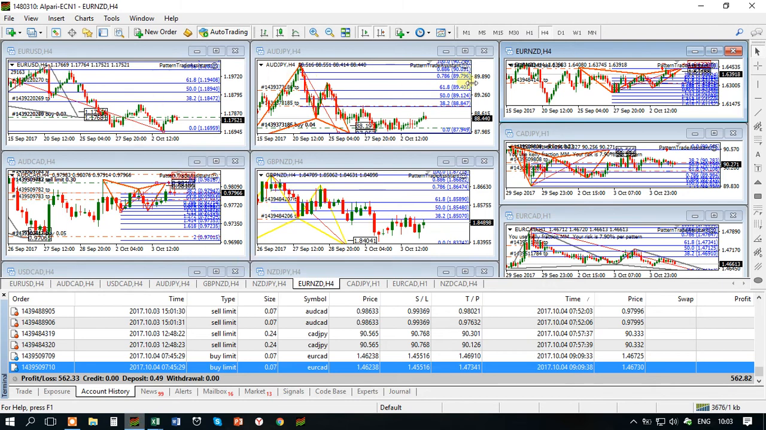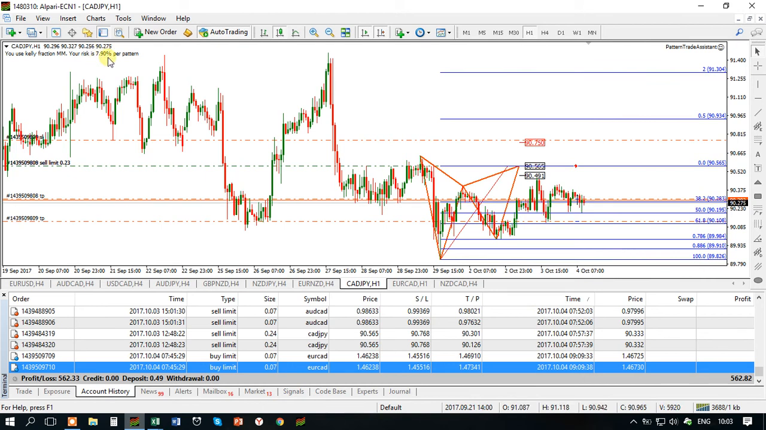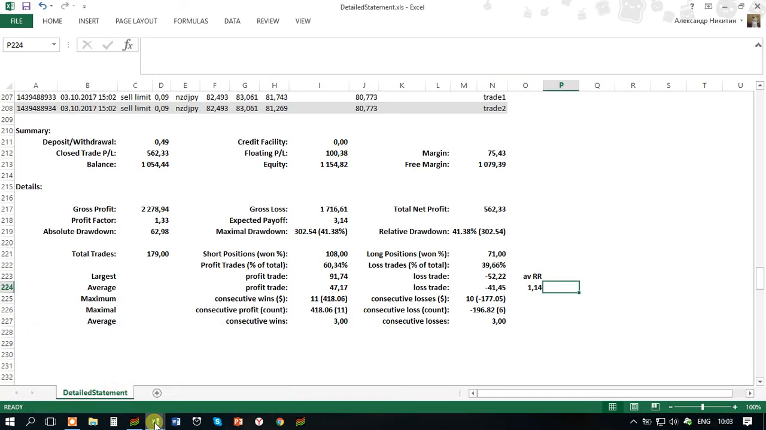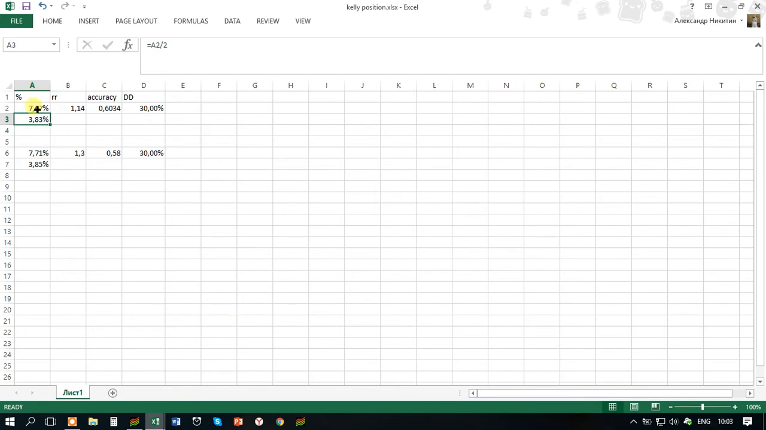I am risking 7.9, and if we divide that by 2, it will be 3.85. So I am risking the same. So how is this Kelly percentage calculated? If you need the formula, it is calculated this way. Let me draw it.